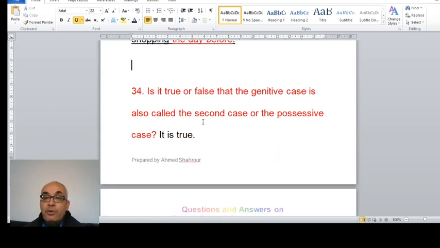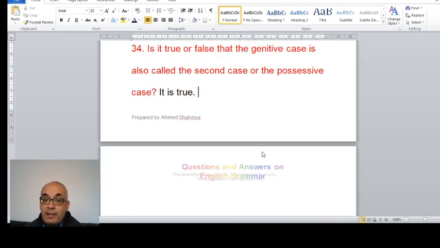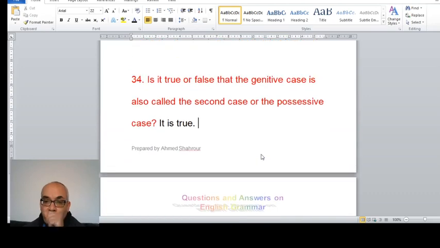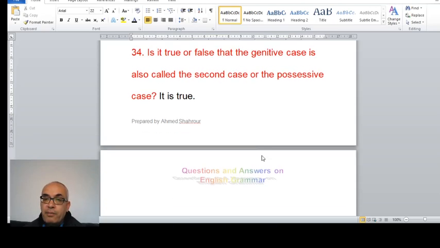34. Is it true or false that the genitive case is also called the second case or the possessive case? The answer is yes, it is true. It has many names and all of them are the same. When you say Alan's pen is blue, etc., this is the possessive case. You are showing possession. It means the pen belongs to Alan.